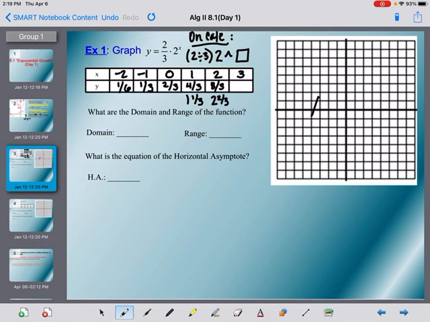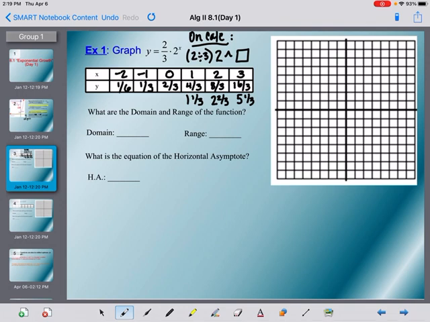And then finally, when we plug in 3, 2 cubed is 8. 8 times 2/3 would be 16/3, or as a mixed number, that would be 5 1/3. All right, so now we're ready to graph these points. So I'm just going to plot the ordered pairs.